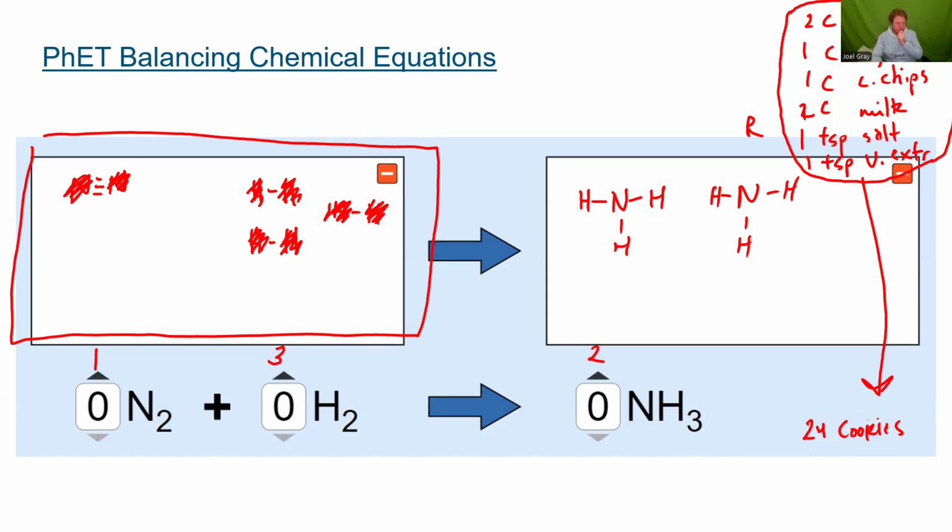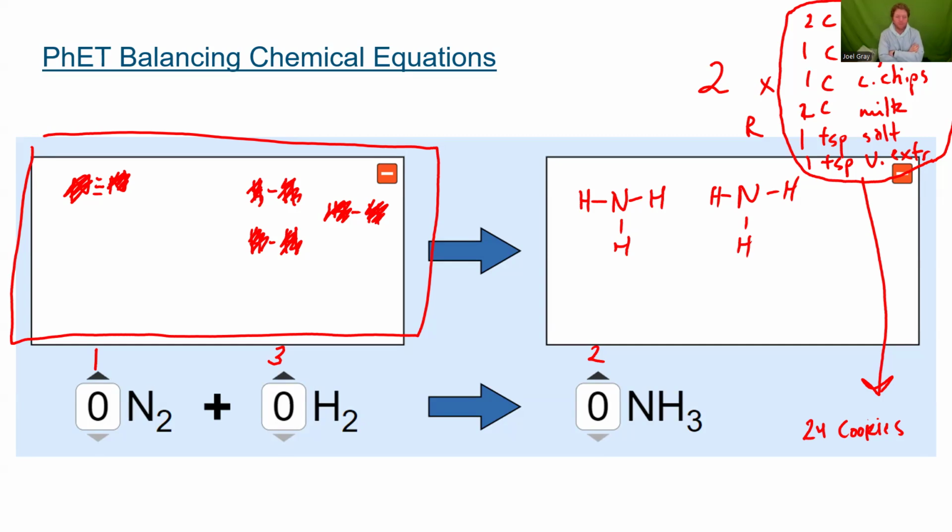Okay. Now, what would happen to the number of cookies that we could make if I took all of my reactants and doubled them? Instead of 2 cups of flour, I use 4 cups of flour. Instead of 1 cup of sugar, I had 2 cups of sugar, 2 cups of chocolate chips, and so on. How would my number of cookies change?